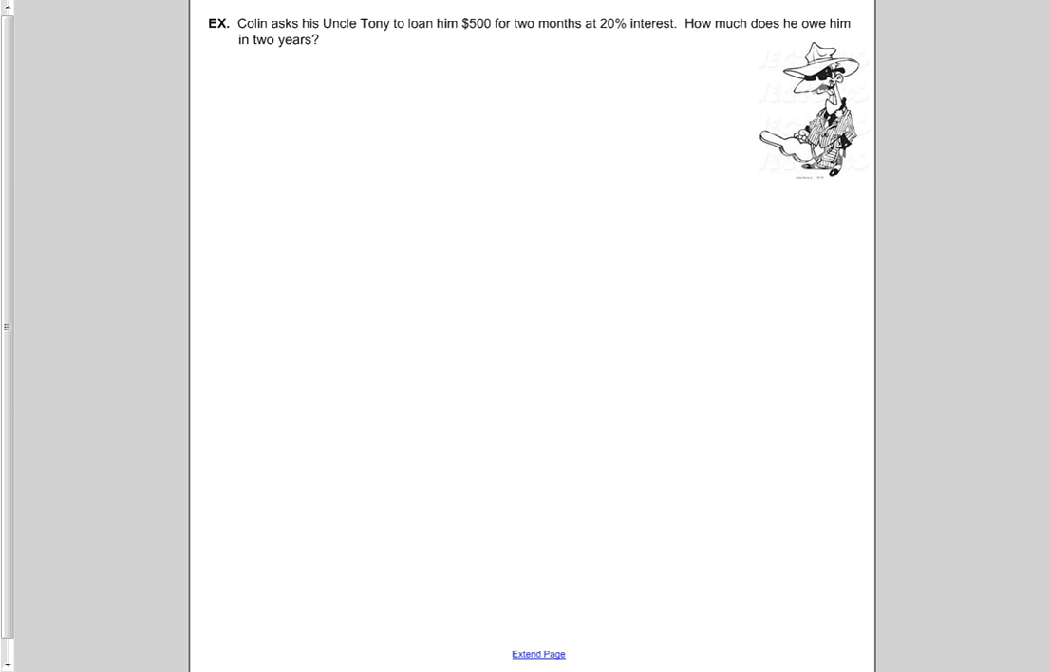Next problem. Colin asked his Uncle Tony to loan him $500 for 2 months at 20% interest. Tony is just an absolute crook. How much does he owe him in 2 years? So first thing I see is that this is a one-time deal. Colin isn't paying him back monthly. He is doing it all in one shot.